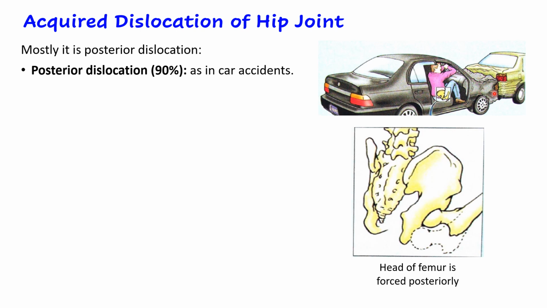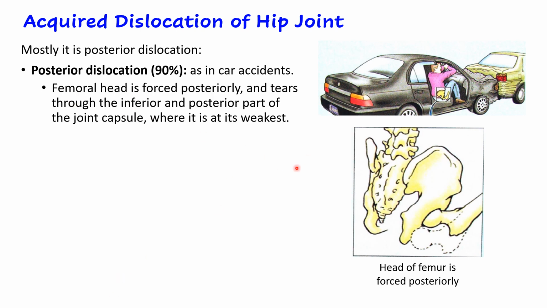Sudden brake is applied here, and you can see here the knee is going to hit the dashboard, and because of that, then what happens is that the femoral head, right, here also you can see that will be forced or pushed posteriorly. It is going to tear through the inferior and posterior part of the joint capsule, where actually it is weakest also, right? And it may break the acetabulum on the posterior aspect or may not break, but you can see here this will be the position of the head of the femur.